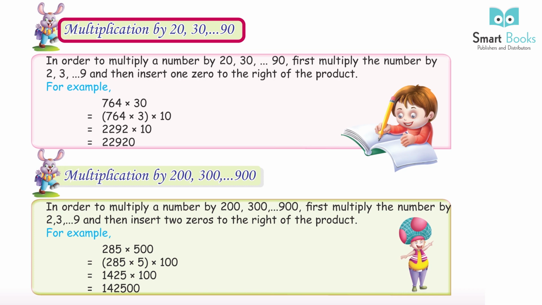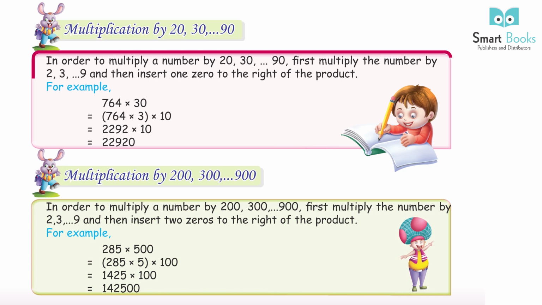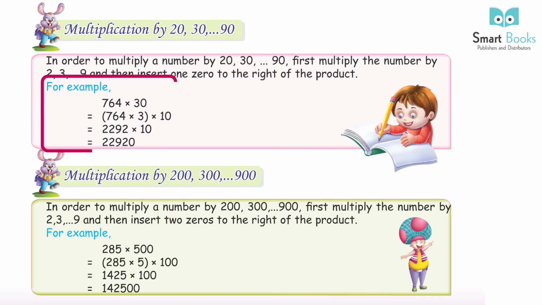Multiplication by 20, 30, 90. In order to multiply a number by 20, 30, 90, first multiply the number by 2, 3, 9, and then insert 1 zero to the right of the product. For example, 764 into 30 is 764 into 3 into 10. 2292 into 10 is equal to 22,920.